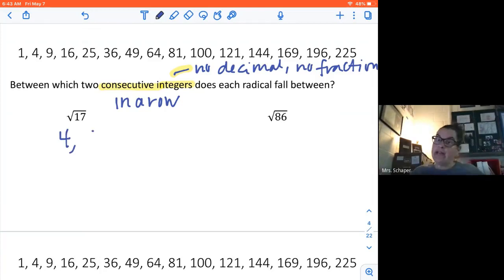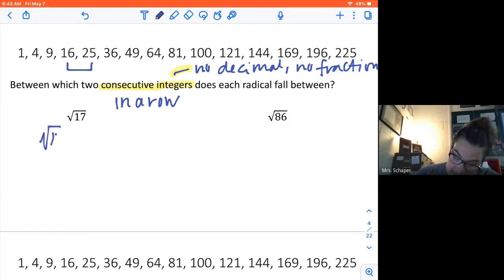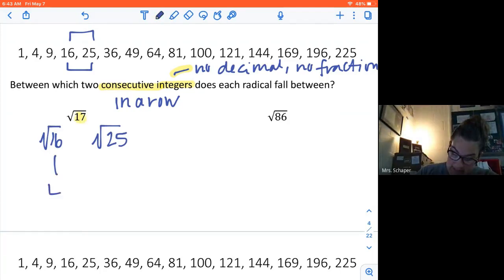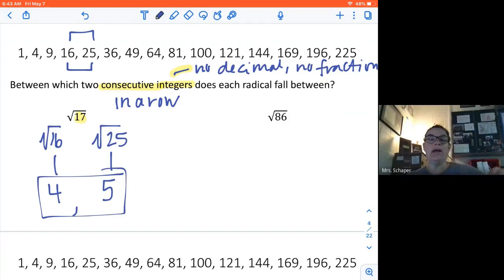Now, how did I get that? The square root of 17 is between two perfect squares. It's between the square root of 16 and the square root of 25. So 17 is between 16 and 25. The square root of 16 is 4, and the square root of 25 is 5. So those are the two consecutive integers.